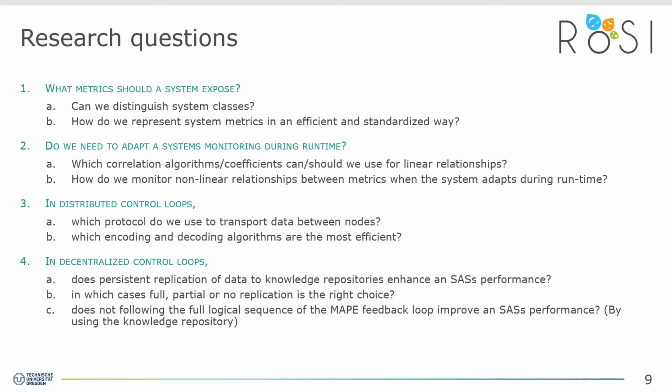Finally, if we think of decentralized and distributed self-adaptive systems with multiple monitoring components across the network, is it necessary to replicate the data of each monitoring component to find a global fitting adaptation decision, or is it sufficient to use partial replication or even use no replication at all in some cases?